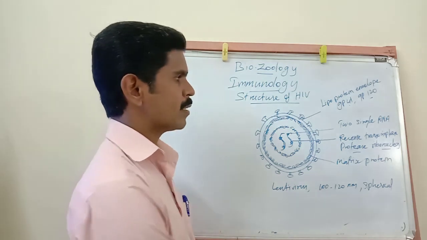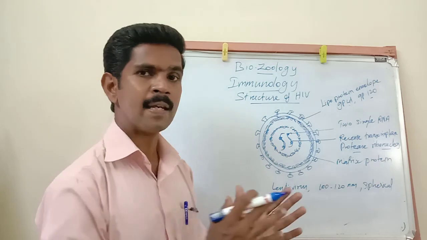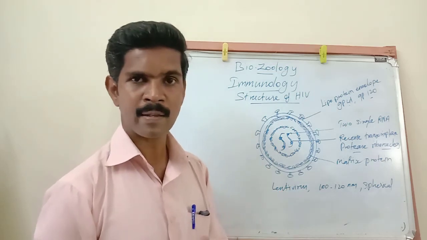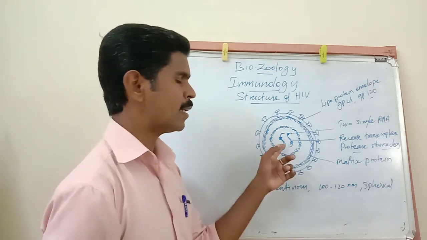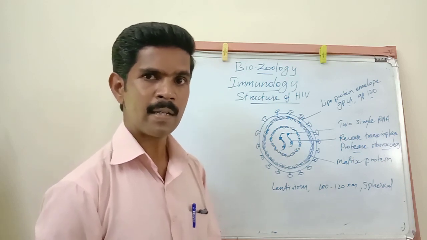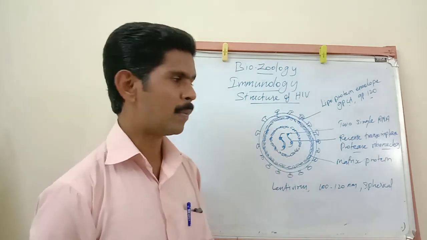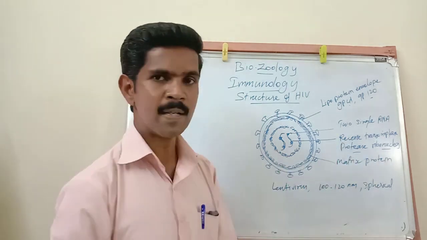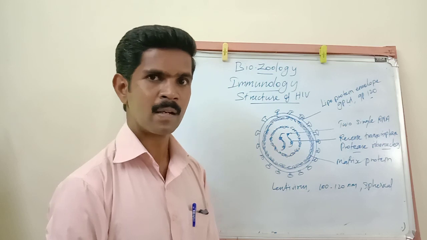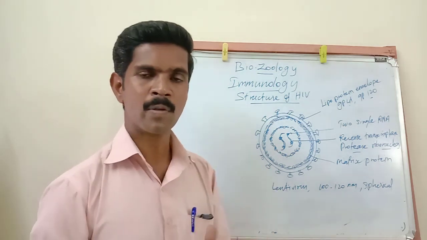The main function of the reverse transcriptase enzyme is that when the virus enters inside our cell, the host cell, this RNA is converted into DNA. The conversion of RNA into DNA is the main function of this reverse transcriptase enzyme. Hope you all understood all these points. So that's all about the structure of the virus.